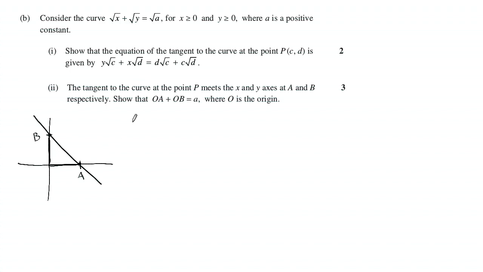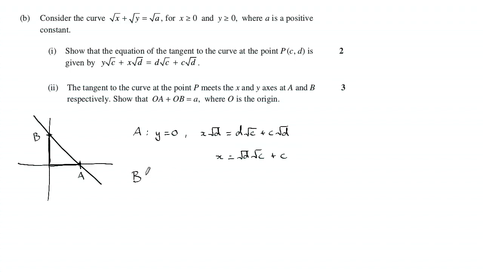So at A, you'll just have that y equals 0, and then you can plug that in there and solve it for x. So you get x root d is d root c plus c root d, and then we can divide both sides by root d. Okay, so you get d divided by root d, which is just root d. So root d times root c, and then that divided by root d is just c.